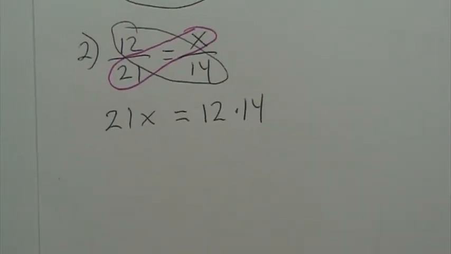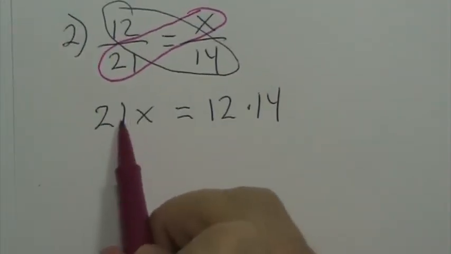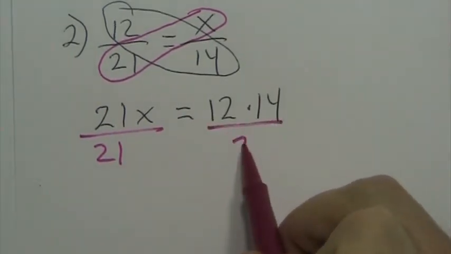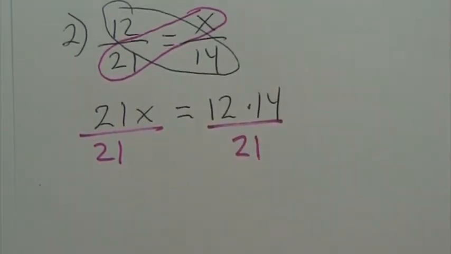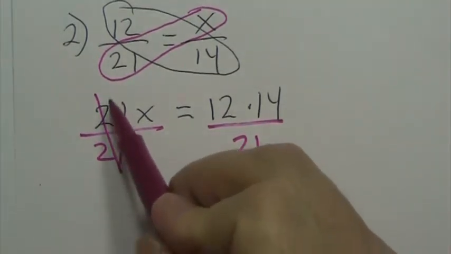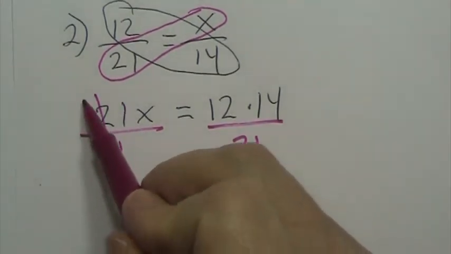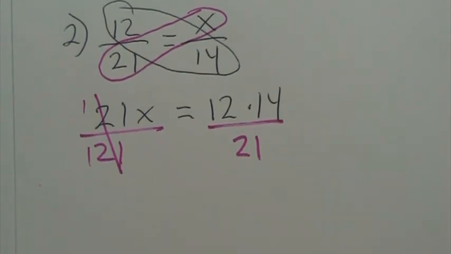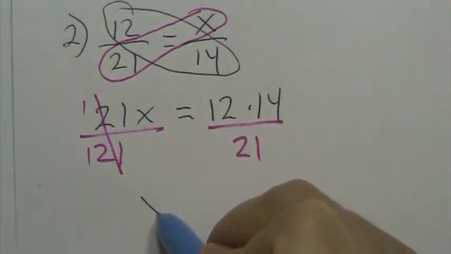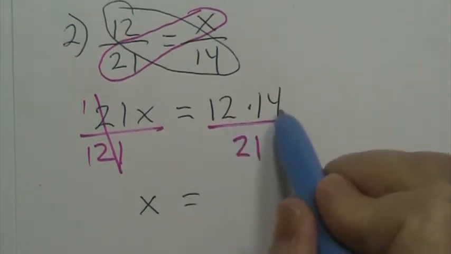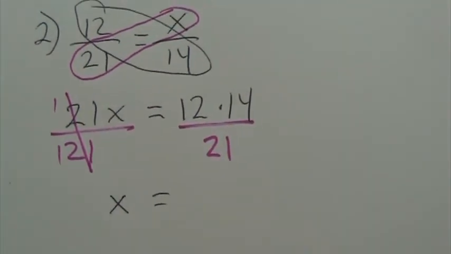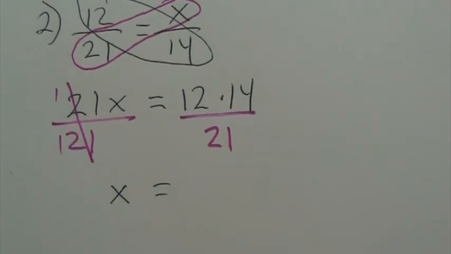Okay, you want the letter by itself, the variable. So you want to get rid of 21, divide by 21. But you have to do it to both sides. That reduces to 1, right? 21 goes in there once. So you're just left with the letter x. And on the right side, you can use a calculator if you want to solve that. But many of you could probably just do it in your heads.